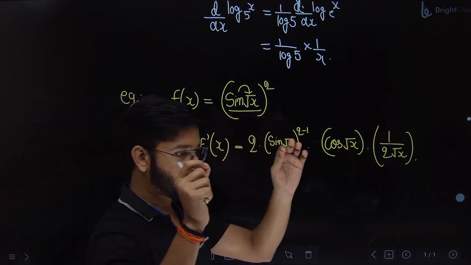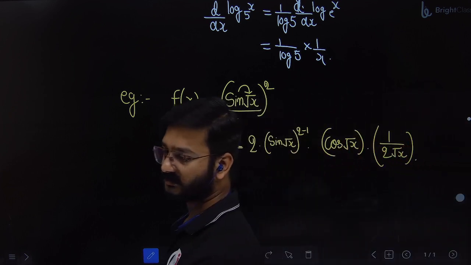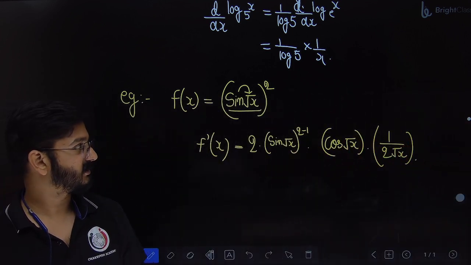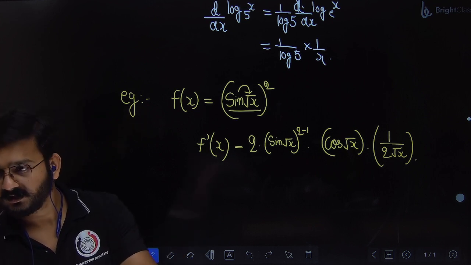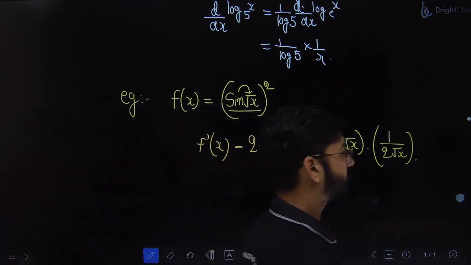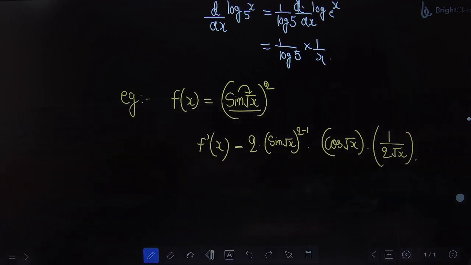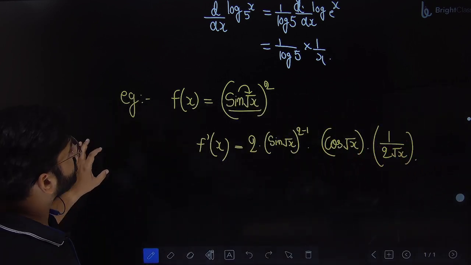The idea is very simple. Start from the outermost function, slowly, layer by layer, reach the innermost function. No rocket science. This is the simplest thing, the chain rule. If you learn it the right way, it is outermost to innermost. No questions? Everyone is clear? Okay, let's check.